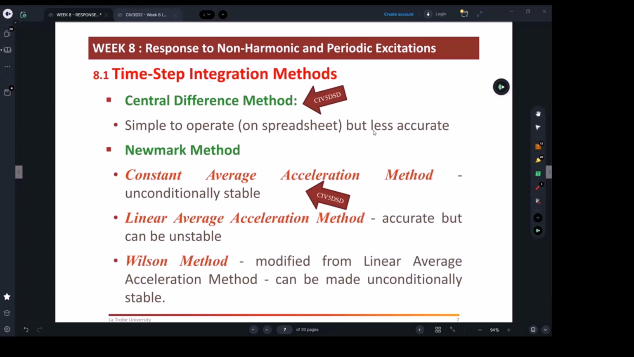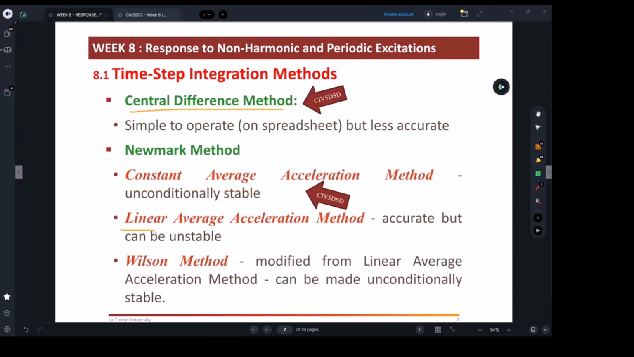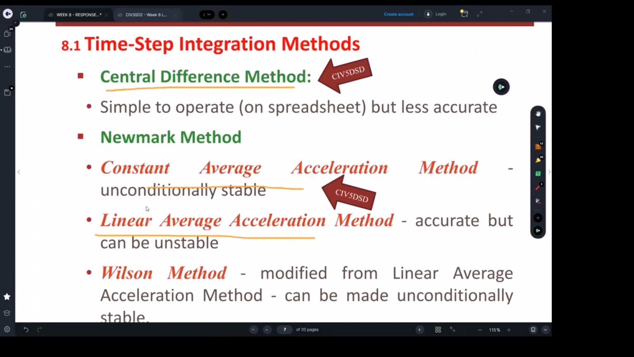That's why typically we try different methods to work out the answers. So basically what we're saying is the central difference method and the linear average method, which we're not applying here, are conditionally stable methods, but the constant average method is unconditional. It says that here. So this one, the constant average method, is unconditionally stable, and we're going to apply this.